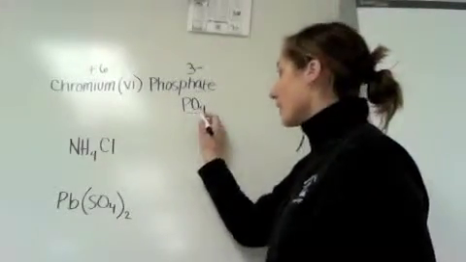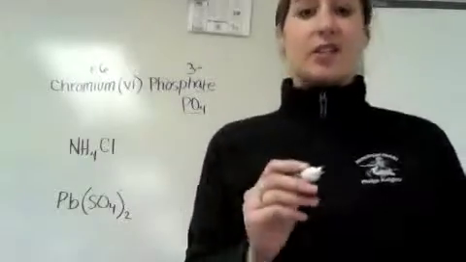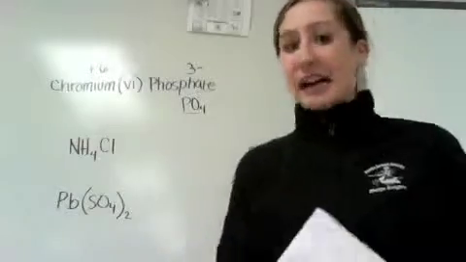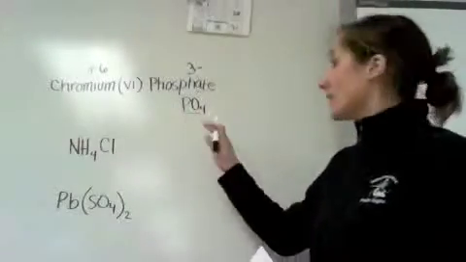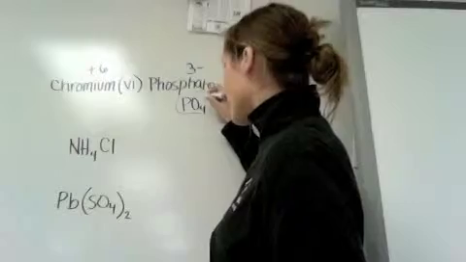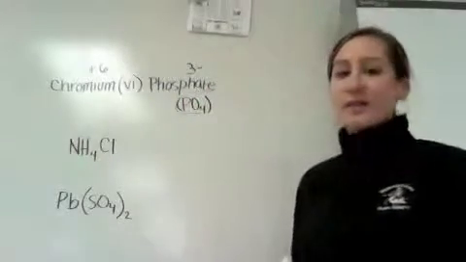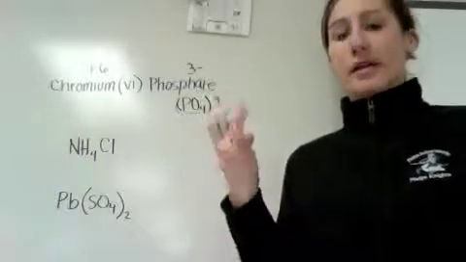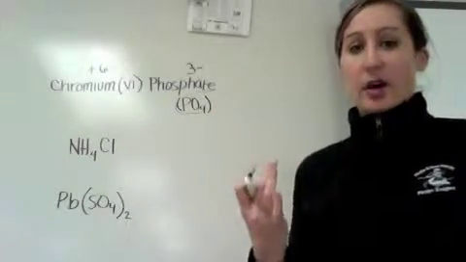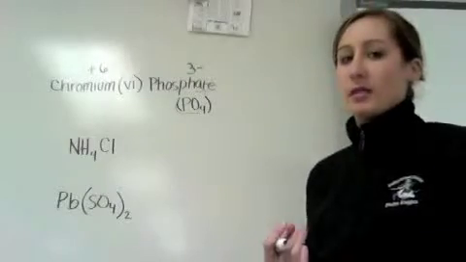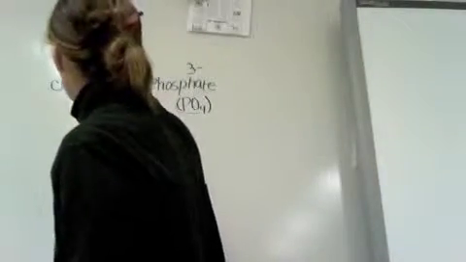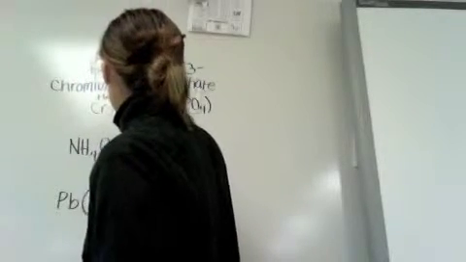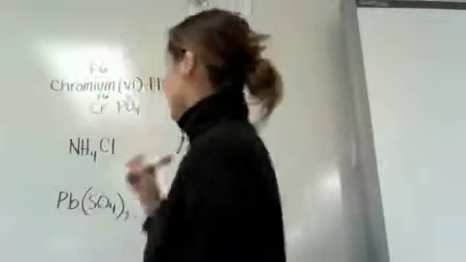Now, remember what I talked about. This PO4, this is phosphate. We cannot change it. If you change this subscript or add a subscript here, it is not phosphate anymore. You have to keep this intact. If you add a subscript to phosphate, it has to go in parentheses and on the outside. But now we have our charges down, and we have to figure out what the chemical formula is. So chromium, we have a Cr +6. We have a phosphate PO4 with a 3-.